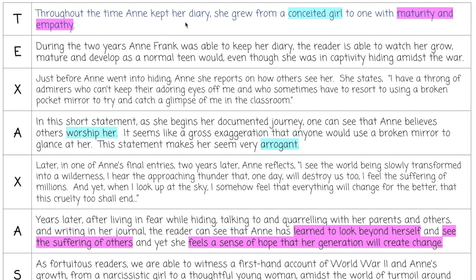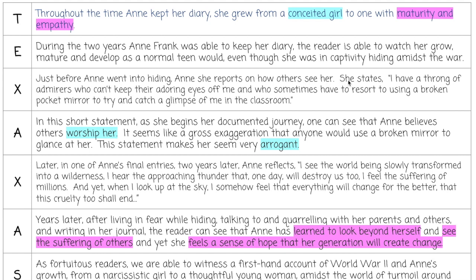So my claim is throughout the time Anne kept her diary, she grew from a conceited girl to one with maturity and empathy. I'm going to explain what I mean. During the 2 years Anne was able to keep a diary, the reader is able to watch her grow, mature, and develop as a normal teen would, even though she was in captivity hiding amidst the war. So let's add some context to the evidence. And here's the context. Just before Anne went into hiding, she reports on how others see her. So I know I'm going to change that as I write my essay or my paragraph.